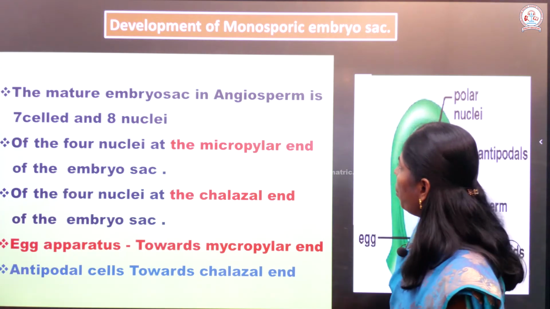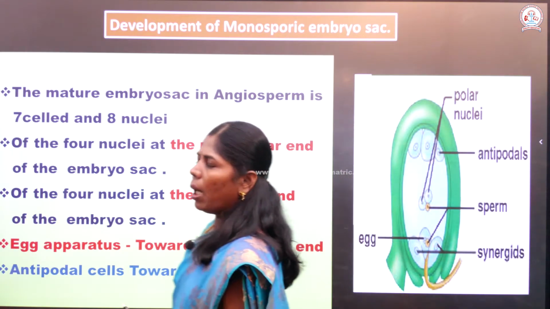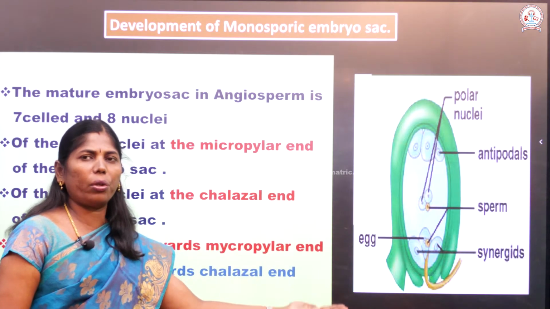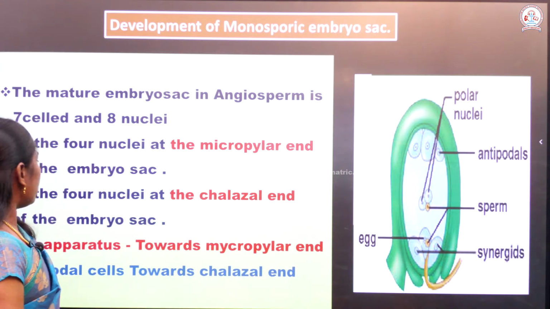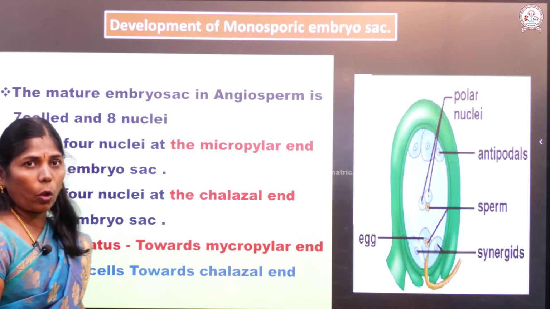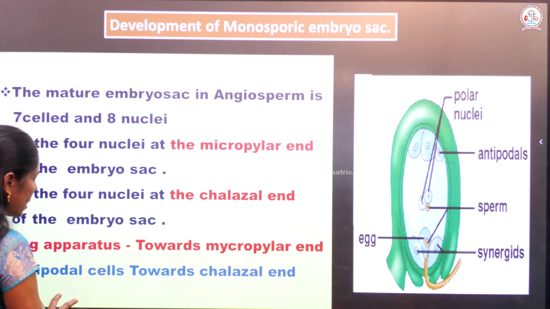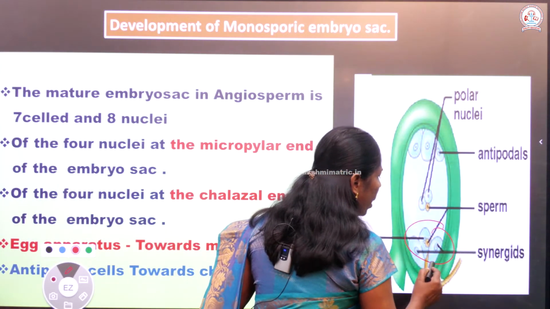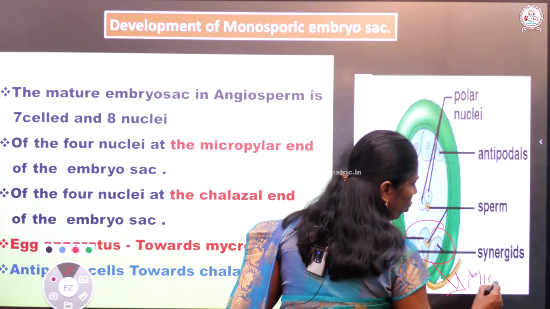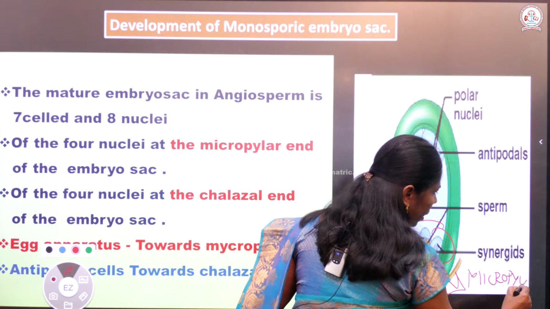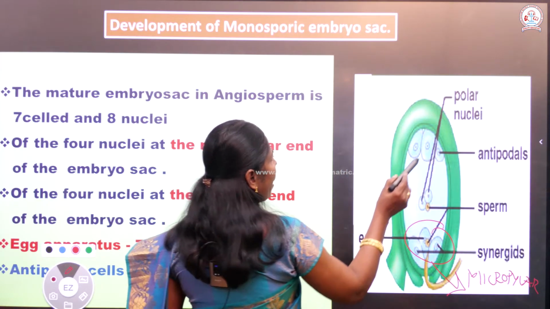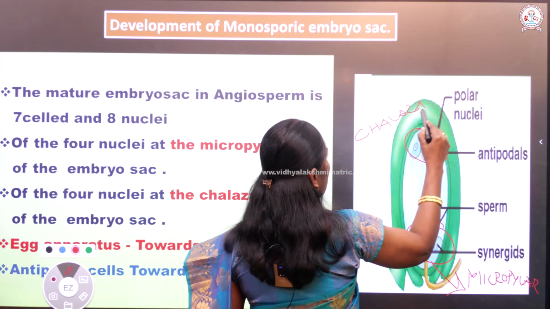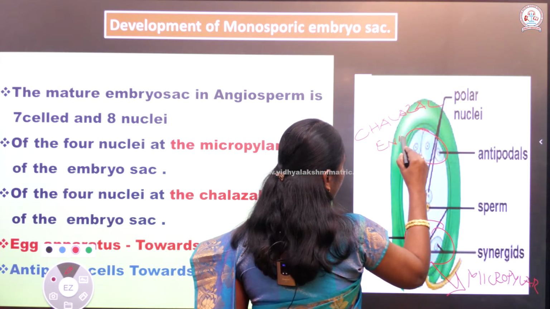There are 4 nuclei at the micropylar end of the embryo sac and another 4 nuclei at the chalazal end. The egg apparatus is towards the micropylar end, and the antipodals are towards the chalazal end.